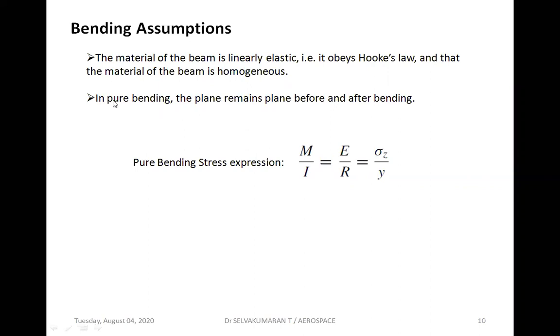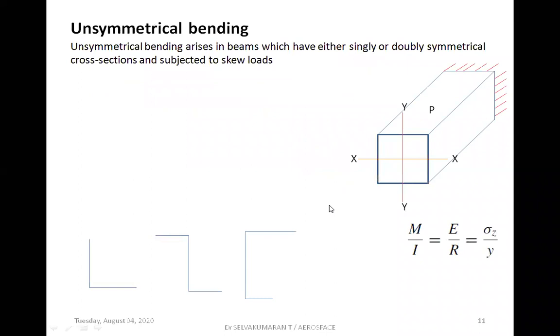In the case of pure bending, as I stated already, the plane which remains as it is without undergoing any tension or compression, we call it the neutral plane or the neutral axis. And this is the expression for the pure bending stress: M by I is equal to sigma by y is equal to E by R. Now, we have seen symmetrical bending.